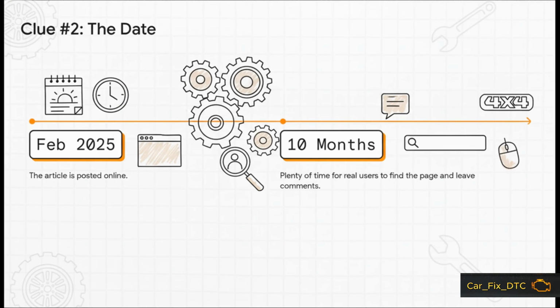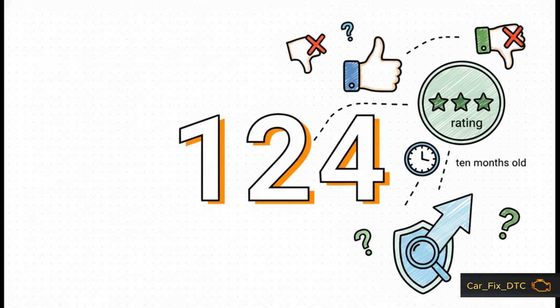Okay, next clue, the date. The page has been online for about 10 months. Now, that's more than enough time for people with this exact Jeep problem to find it and leave a comment, you'd think. Just keep that in the back of your mind for a sec. 124, that's how many votes this page supposedly has, and it's got a perfect 5 out of 5 rating. For a page that's been up for almost a year and has literally no content, that number seems really high.